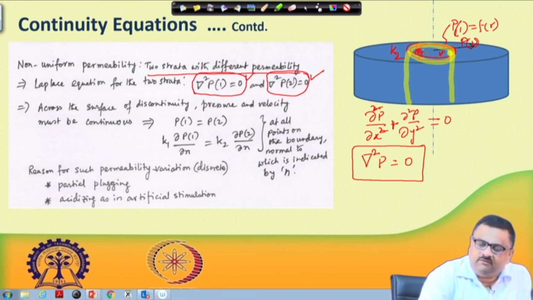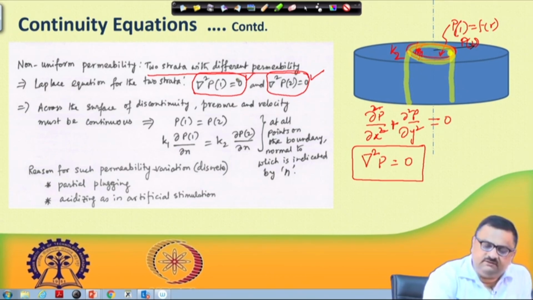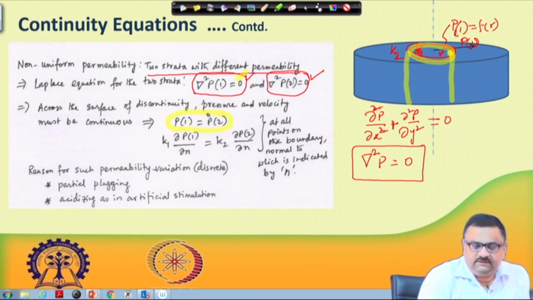That means, when you are calculating from this side, you continue to find the pressure as a function of R from this side, solving this equation, for example. Then when you go to the other side, you have a pressure equation which is a function of R from that side. But at the point of discontinuity, the two pressures have to be equal. So, P1 has to be equal to P2, that is important.